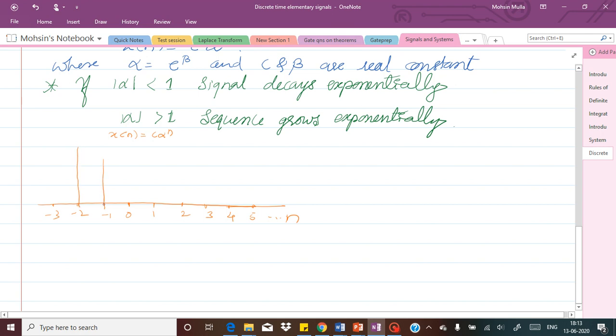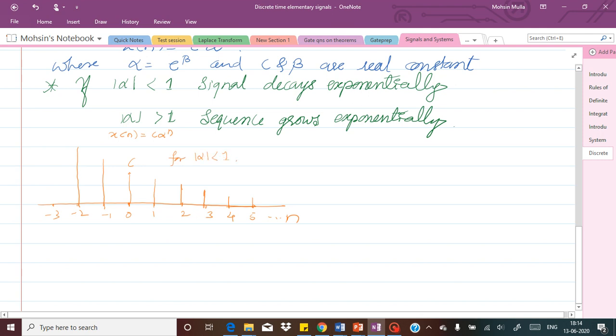Then as the time or the instant goes toward the positive side, exactly at n equal to 0, alpha raised to 0 will be 1, so 1 into c is c. At the rest of the instants it will be a decreasing type of signal, and finally at n equal to infinity it is going to become 0. So that is a decaying signal. Okay, so this is for magnitude of alpha less than 1.